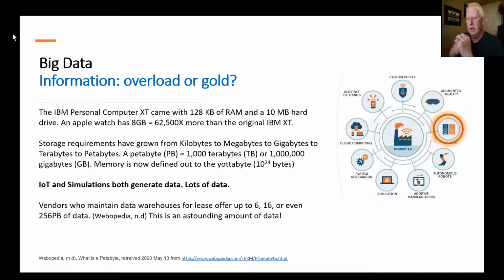Okay, so moving on. One of the other pillars then of Industry 4.0 is this notion of big data. I've put the question here, is this information overload or information gold? So really it's both. If you look historically, the IBM Personal XT, one of the first professional desktop computers that a person might use in their office, came with about 128K of RAM and a 10 meg hard drive.